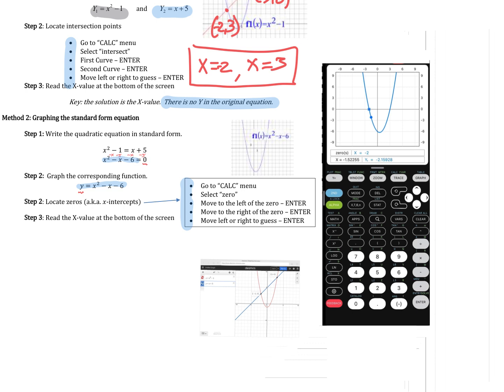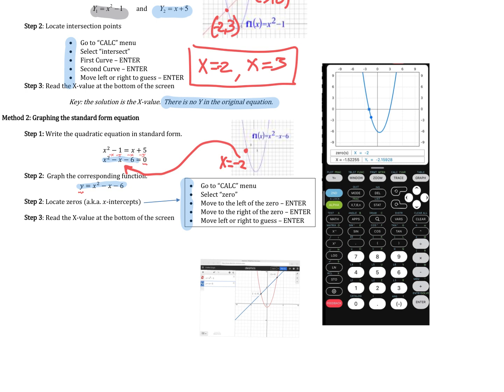So what that told us is that this graph crosses at x equals negative 2. So when x is negative 2 and we plug it in this equation, it's going to give us 0. Negative 2 squared minus negative 2 minus 6 is going to be 0.